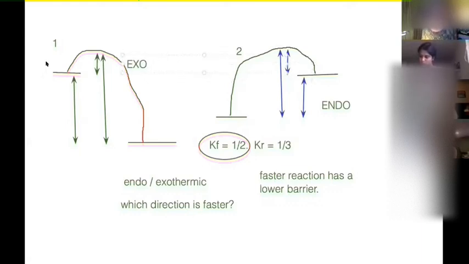And probably it's faster, right? This is a smaller barrier. Now there's other reasons that reactions might be faster or slower. Not every exothermic reaction is faster, but they're commonly seen together.